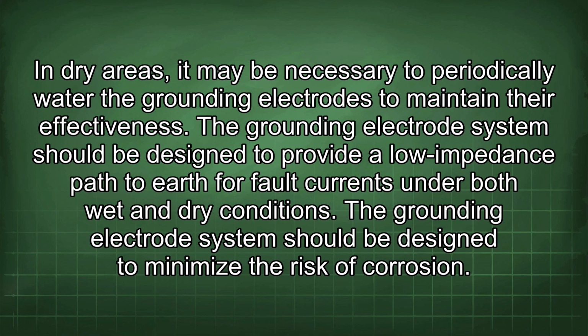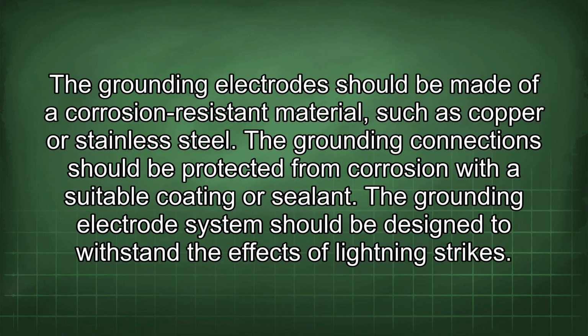The grounding electrode system should be designed to provide a low impedance path to earth for fault currents under both wet and dry conditions. The grounding electrode system should be designed to minimize the risk of corrosion. The grounding electrode should be made of a corrosion-resistant material, such as copper or stainless steel. The grounding connections should be protected from corrosion with a suitable coating or sealant.